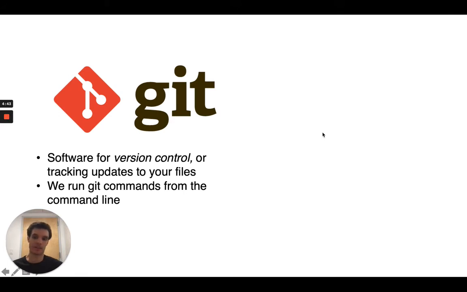Git is a piece of software. So this is actually a piece of software that you've installed on your computer already. And what it does is it takes care of version control, which means tracking updates or any changes to your files. These changes could include things like adding a new file, editing or manipulating an existing file, or even deleting a file or set of files. To use Git, we run Git commands from the command line, and this allows us to take full advantage of all of these version control functions.